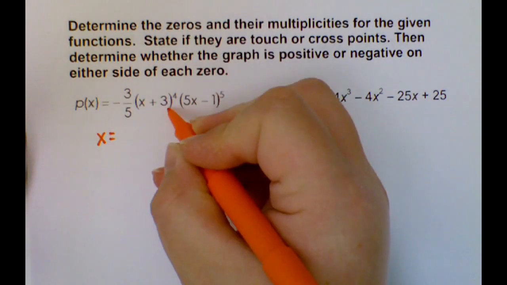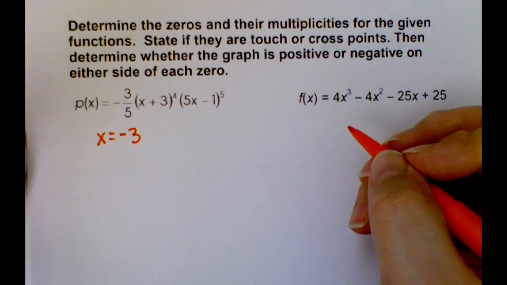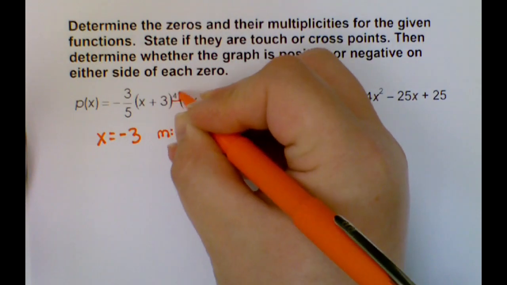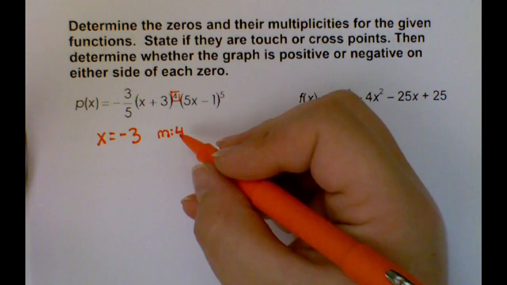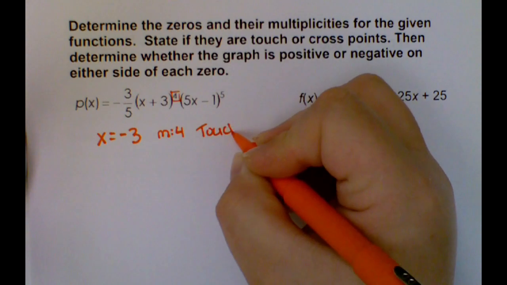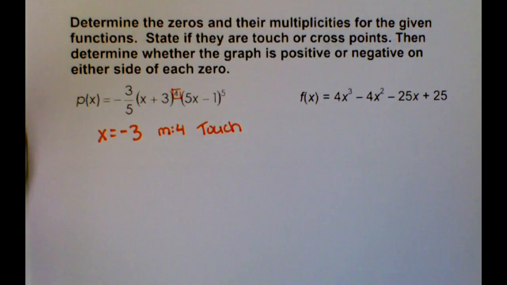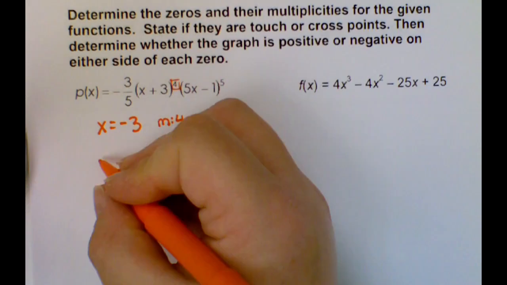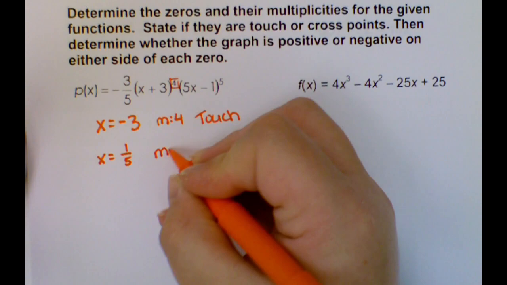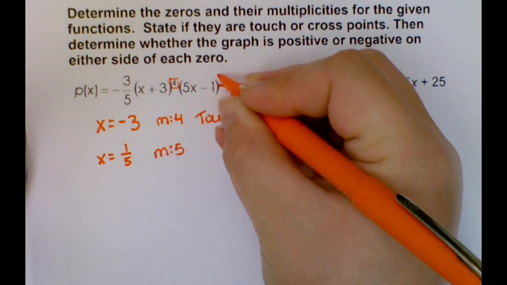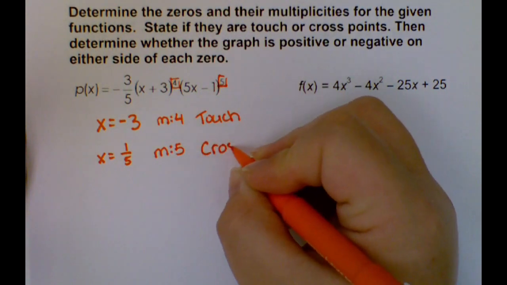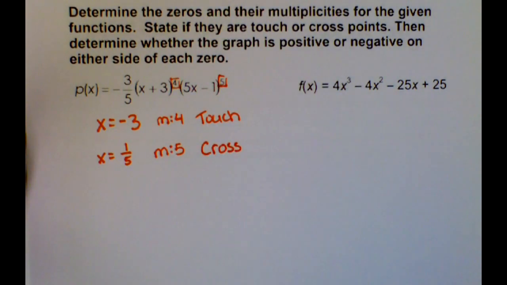If I set x + 3 equal to 0, I get x = −3. That has a multiplicity of 4 because that's the exponent on that factor. 4 is an even number, so that means this is a point where I will touch the x-axis but not cross. If I set 5x − 1 equal to 0, I would get x = 1/5. This has a multiplicity of 5 because that's the exponent on that factor. 5 is odd, which means that is a point where I will cross the x-axis.